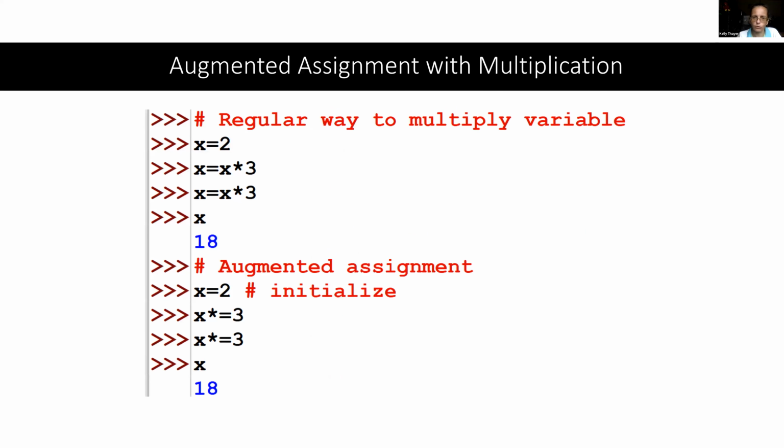But why stop there? You could also use augmented assignment with multiplication. So here's the regular way to multiply a variable. We have an x being equal to 2, and then we're going to multiply it by 3 twice to get 18. And then we can do this augmented assignment. Again, we initialize x to be 2, and then we can do the times equals 3. Again, notice that the operator has been switched, and we have omitted the old value on the right-hand side in this notation.